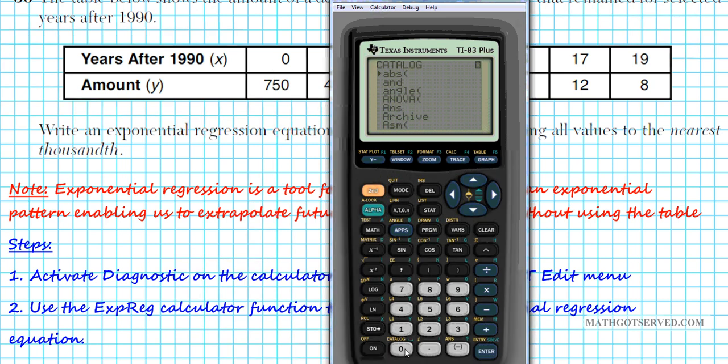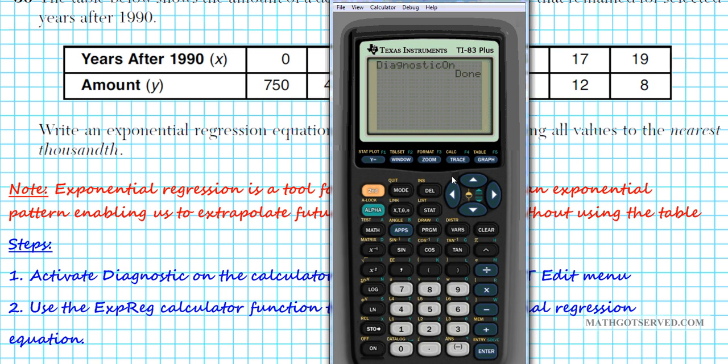Second function 0. I'm trying to turn on diagnostic. So diagnostic is under D. So where is D? There you are. Scroll down. Diagnostic on. Press enter. It brings it to the home screen. Press enter again, and the calculator will tell you done. Okay, so it's now active.